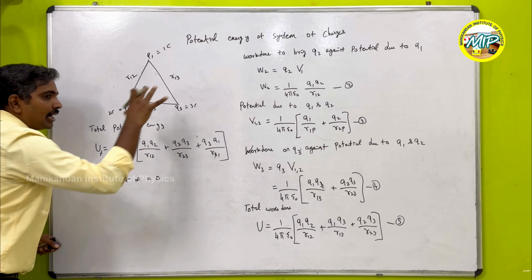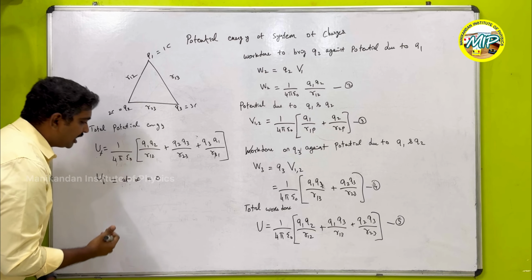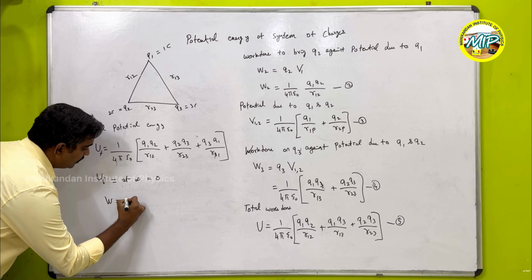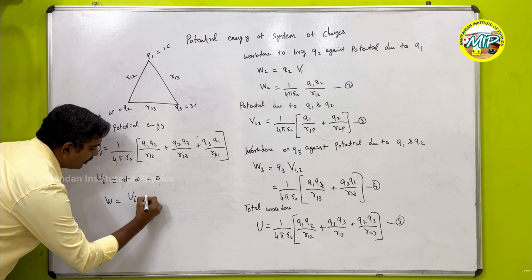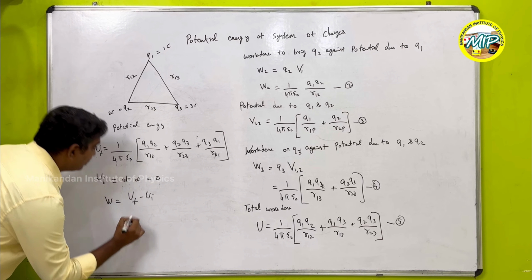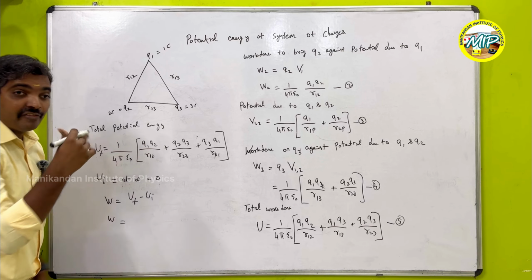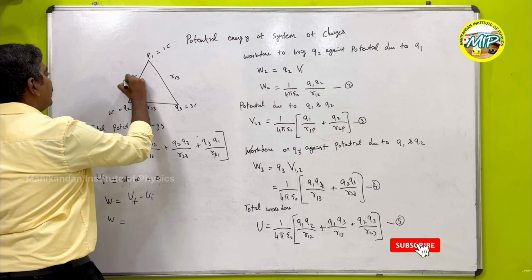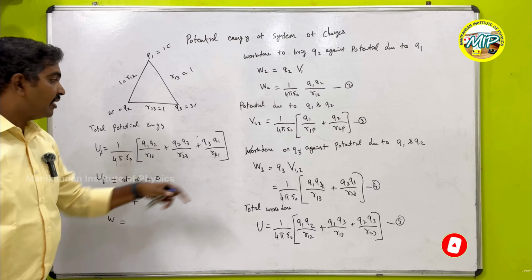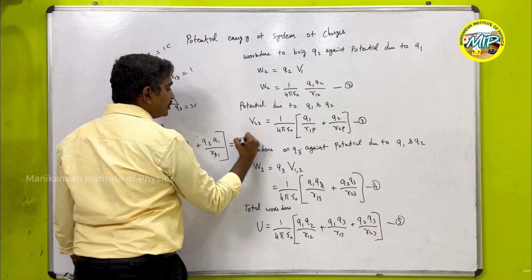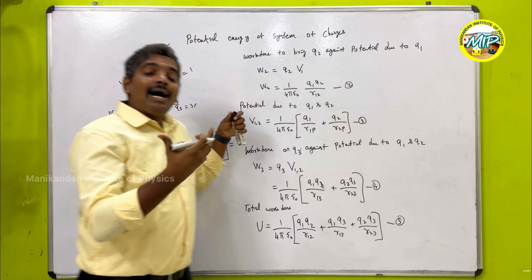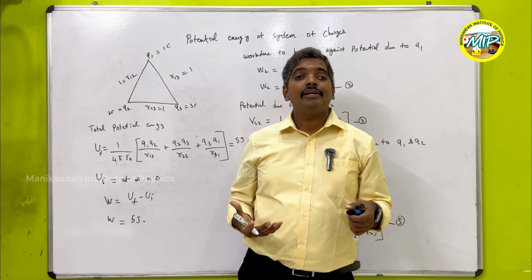So the final potential energy is nothing but, so the work done is nothing but the difference in the potential energy. My W equals U final minus U initial. Anyway, this is going to be 0. I can simply write whatever value I am getting here. Say, for example, after substituting R1 equal to 1 meter, and this is going to be 1 meter, if I simplify this, I get some 5 joules. This is the work done required to assemble this charge configuration, right?